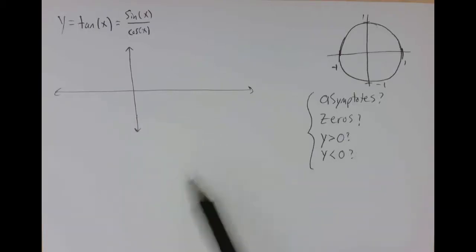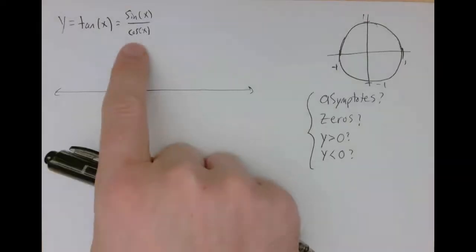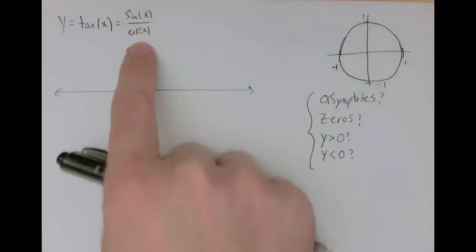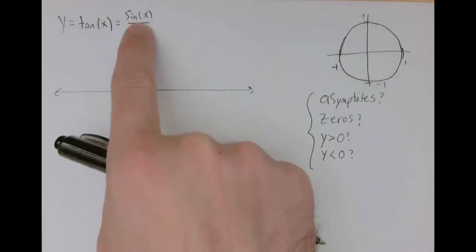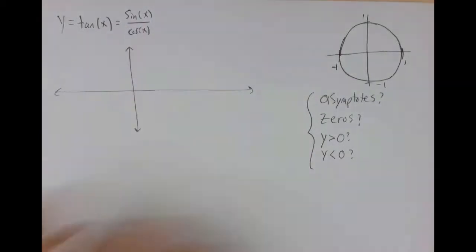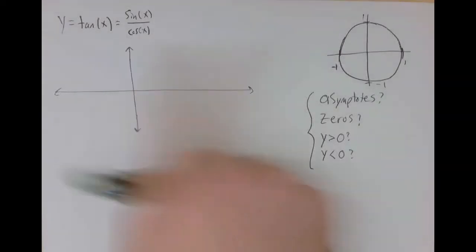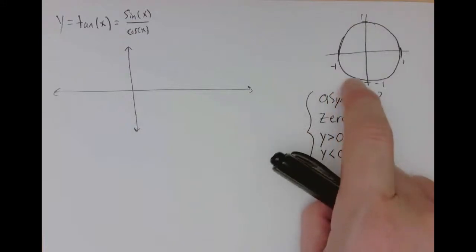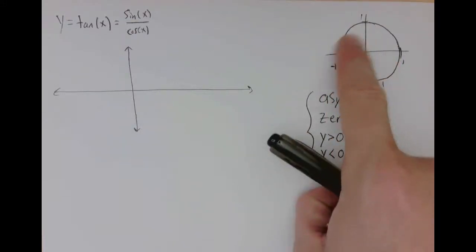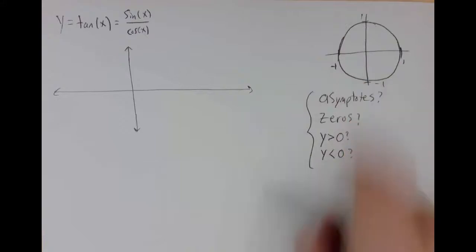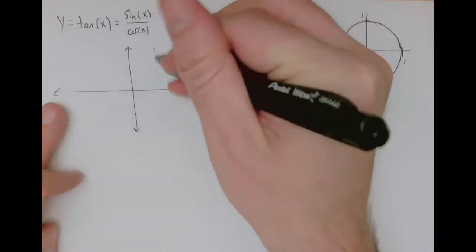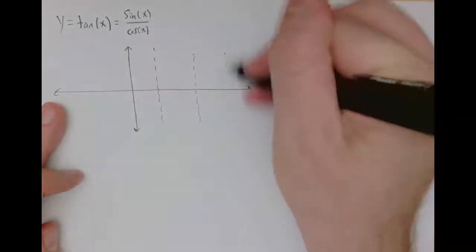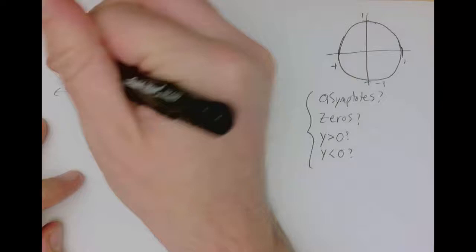So if tangent is sine over cosine, you can reconstruct the vertical asymptotes by thinking about where is cosine equal to 0. Because when you have the 0 in the denominator and a non-zero value in the numerator, you'll have an asymptote. So where is cosine equal to 0? Thinking on the unit circle, you would have pi over 2, and 3 pi over 2, and 5 pi over 2, and 7 pi over 2, and so on. So you can really rapidly graph some asymptotes like this.